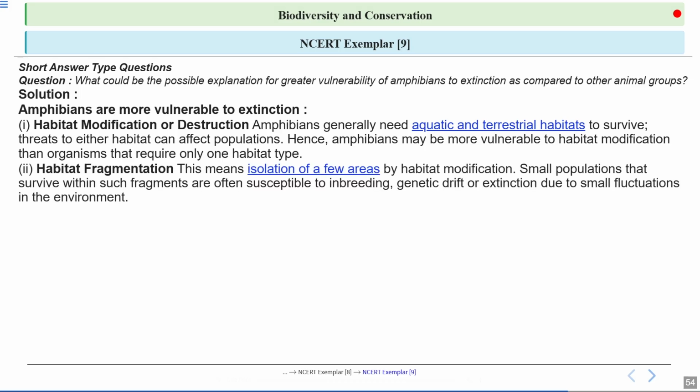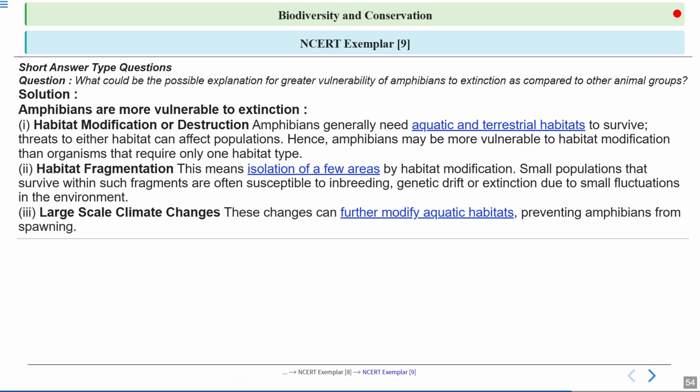Now, habitat fragmentation, next one. This occurs when natural habitats are split into smaller isolated areas due to human activities like deforestation or urbanization. So, this isolates the animal and plant populations into smaller groups, making them more vulnerable to inbreeding, which can lead to loss of genetic diversity and certain environmental changes which can lead to their extinction.